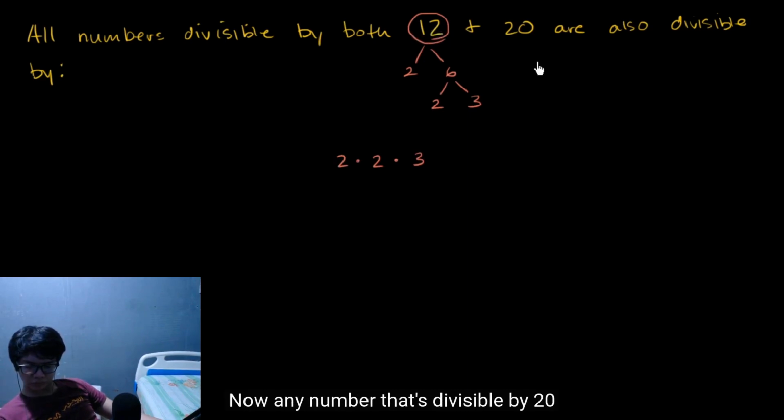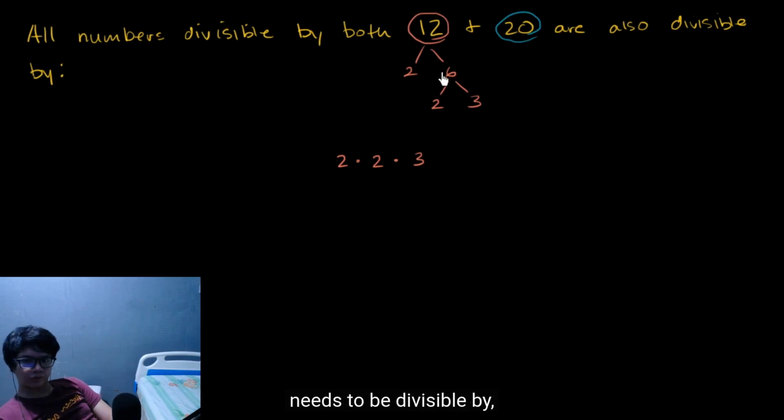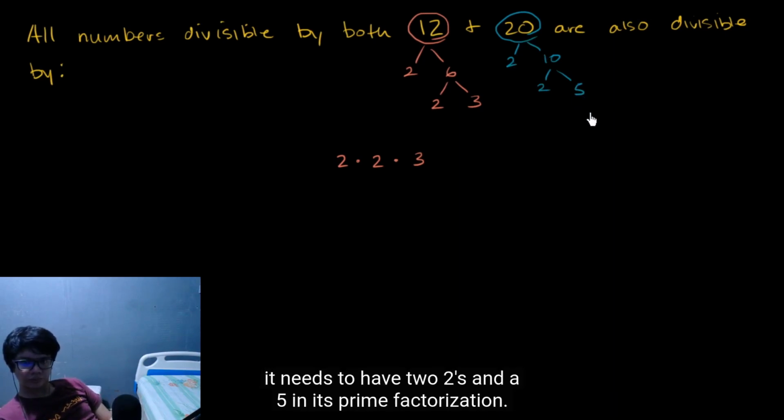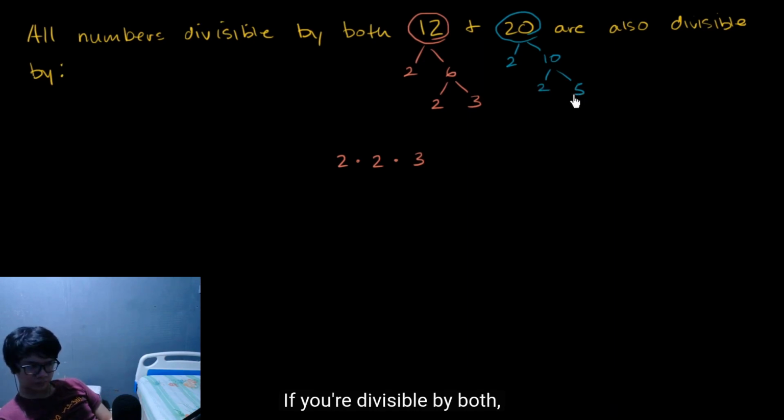Now, any number that's divisible by 20 needs to be divisible by, let's take its prime factorization, 2 times 10. 10 is 2 times 5. So any number divisible by 20 needs to also be divisible by 2 times 2 times 5. Or another way of thinking about it, it needs to have two 2's and a 5 in its prime factorization. Now, if you're divisible by both, you have to have two 2's, a 3, and a 5. Two 2's and a 3 for 12, and then two 2's and a 5 for 20.